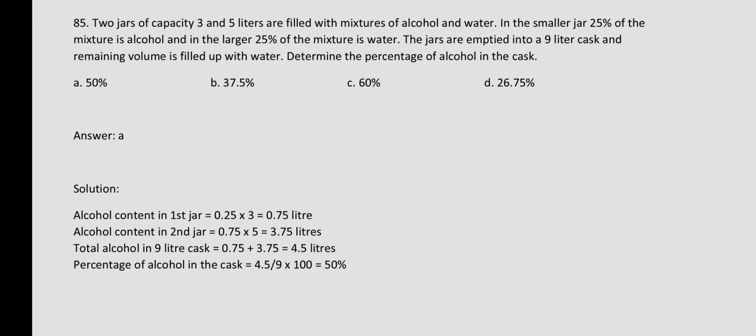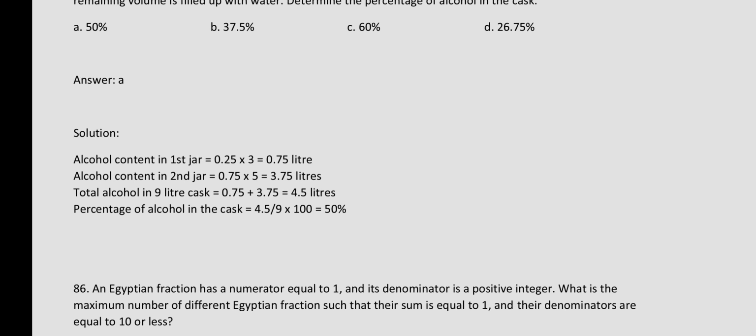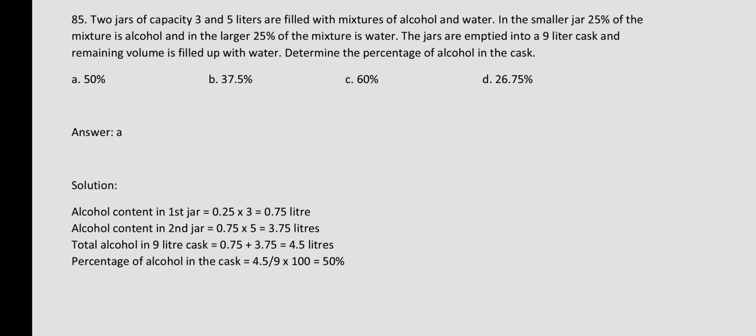So, total alcohol mo sa 9-liter cask, 0.75 plus 3.75 is equals to 4.5 liters. Yung percentage ngayon ng alcohol mo in the cask is 4.5 over 9 times 100. Makuha mo dyan is 50%. Okay? Dokspa mo yung tanong na yan. Sagot dyan ay letter A, 50%.